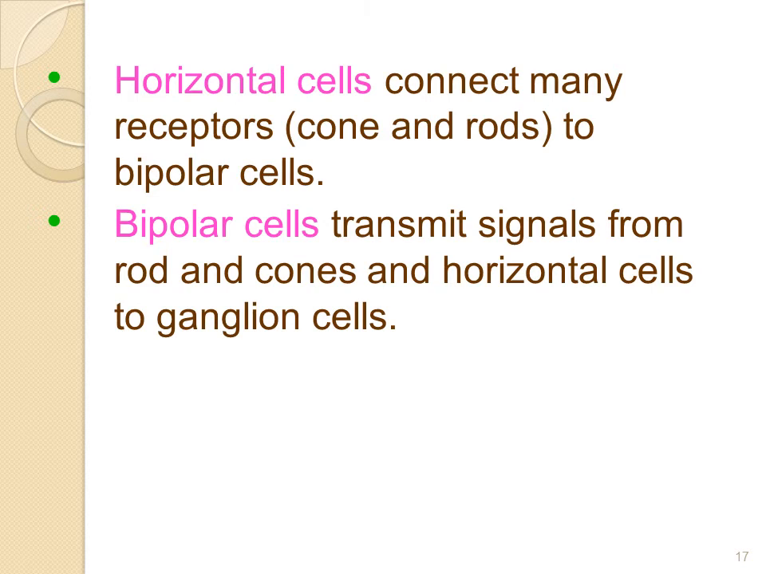Horizontal cells connect many receptors, cones and rods, to the bipolar cells. These different types of neuron cells communicate together in cooperation to give the best vision during night or day. Bipolar cells transmit signals from the rods and cones, and horizontal cells, to the ganglion cells. As we have said, these types of neurons are connected together to give the best vision.